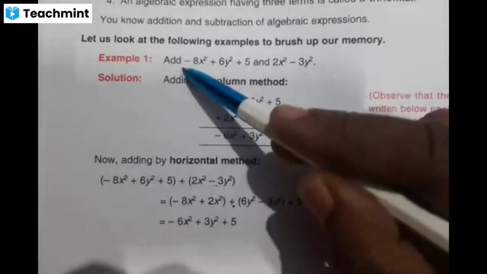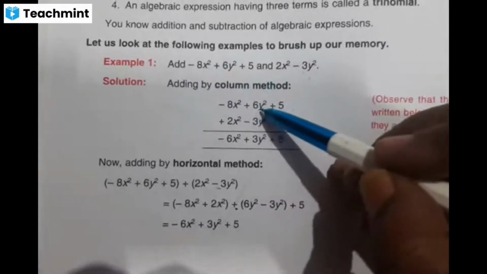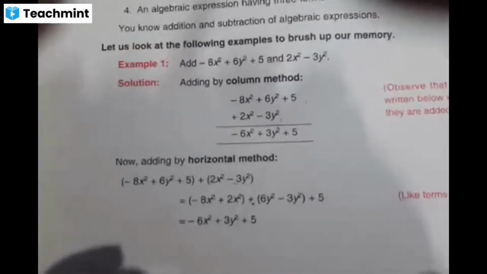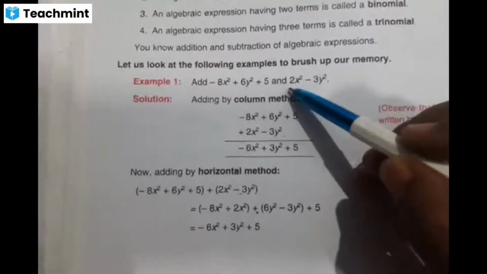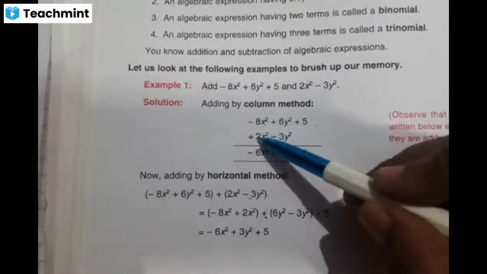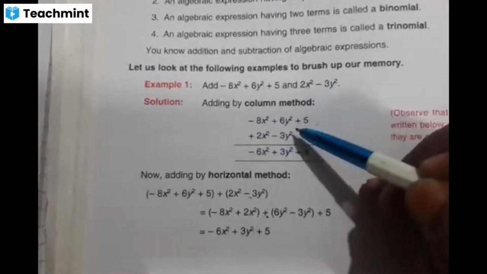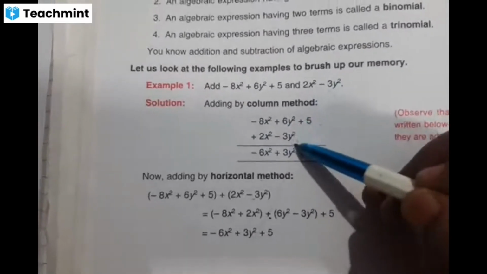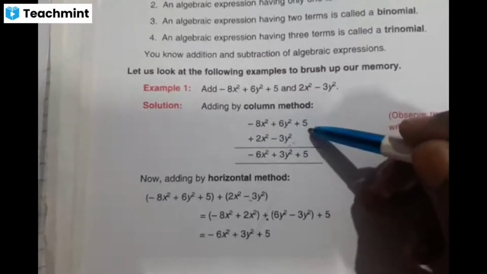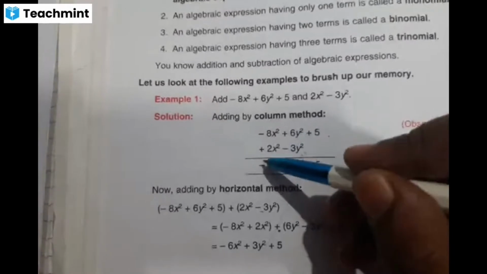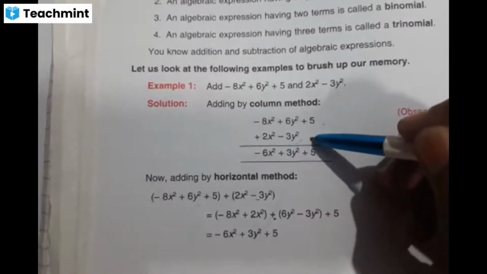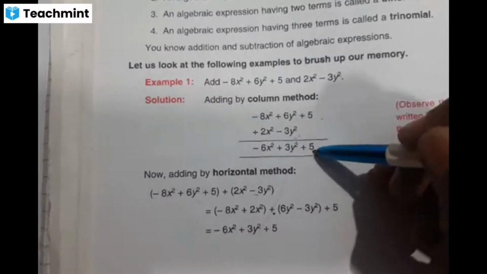Here you can observe minus 8x square plus 6y square plus 5. Below that, I am going to write 2x square. Where do I write 2x square? Below minus 8x square, and then minus 3y square below 6y square. Now we are going to add, adding from the right side, children. Since you have only 5, 5 plus nothing means 0 here. 5 plus 0 is 5.